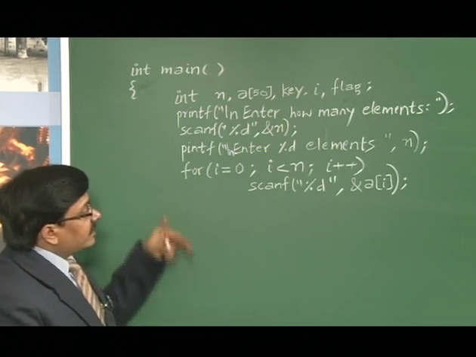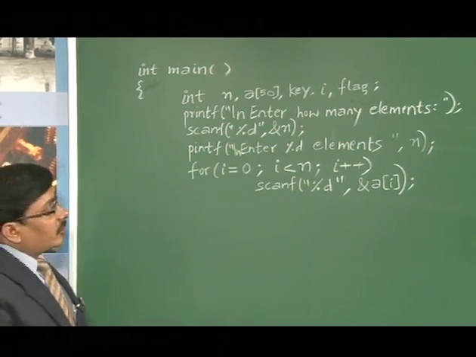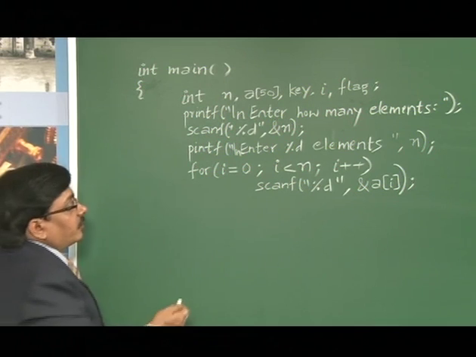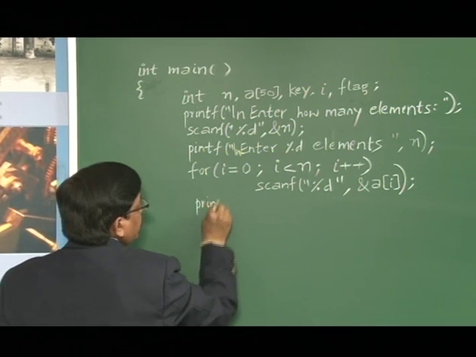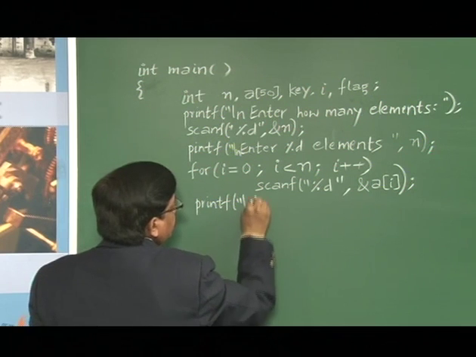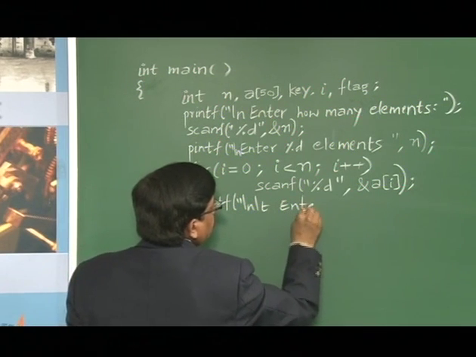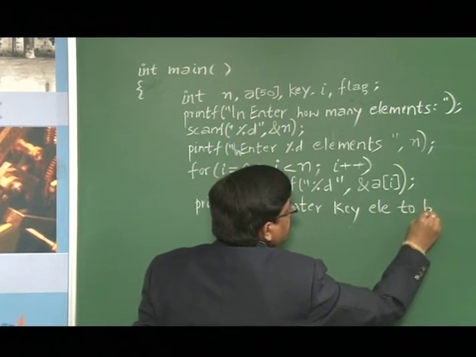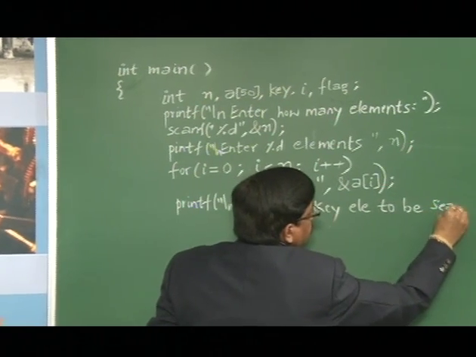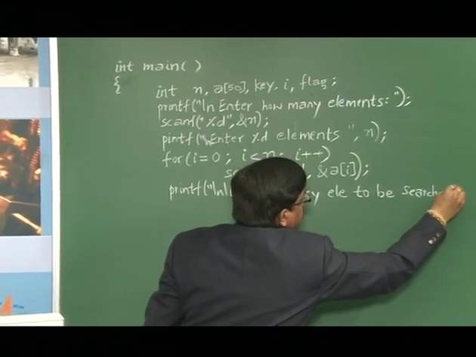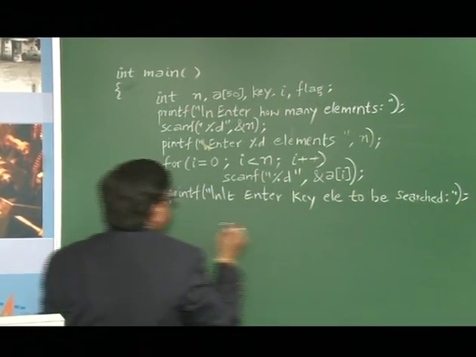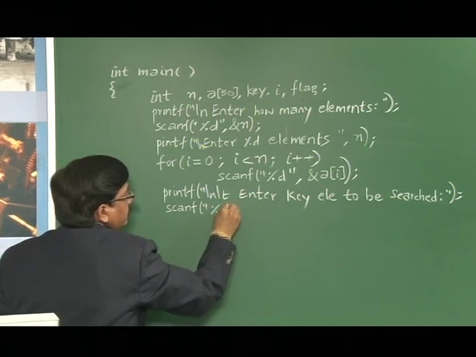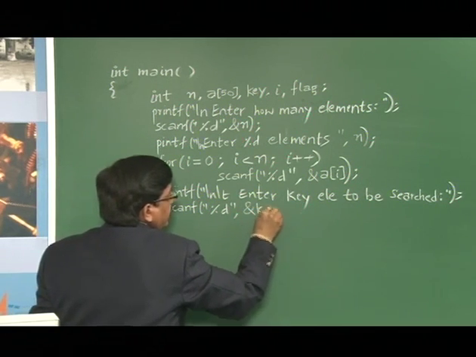So after reading these n elements of the array, now we have to perform the search. But before we perform the search, the key is important. We have to read the key element to be searched. So here we can have one more message, like printf, "enter key element to be searched". So we take the key element here, scanf %d ampersand key.